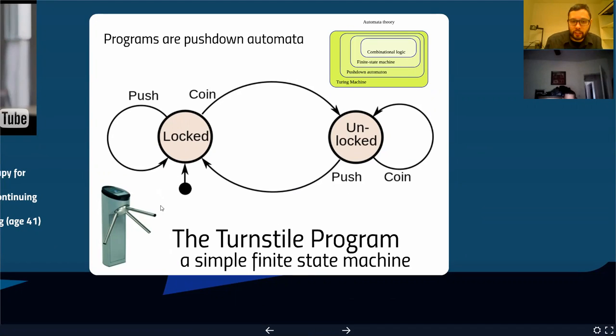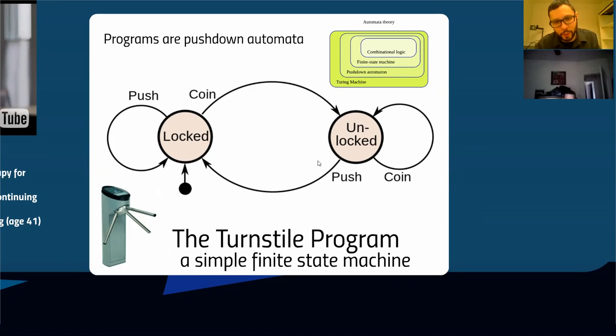So this is the finite state machine that describes the turnstile. So this is the program that describes the turnstile. Let me give you one more example of a finite state machine. A baby is a finite state machine. It's a computer. Think of an infant less than 6 months old. It has a few states that it's in.